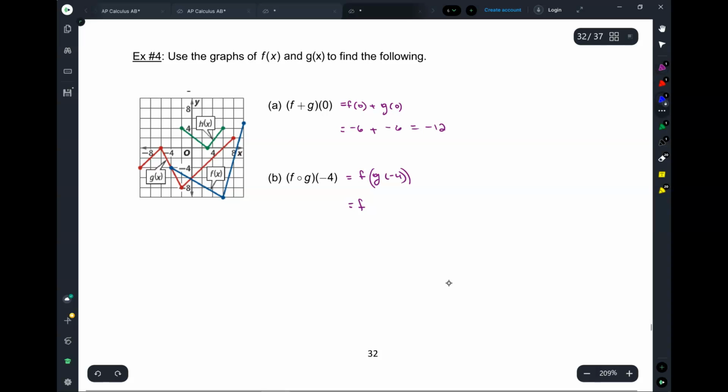Now here, I want f of g of -4. So what's g? g is in red. We start from the inside. So what's g of -4? Oh, wait a minute. Sorry. Yes, g of -4 is -4. And now f of -4 is also -4. I know. Super cool, yeah?